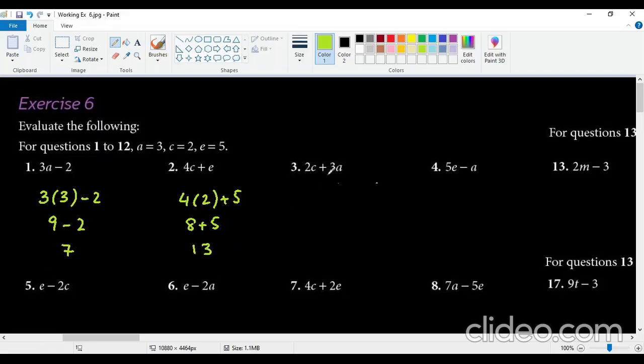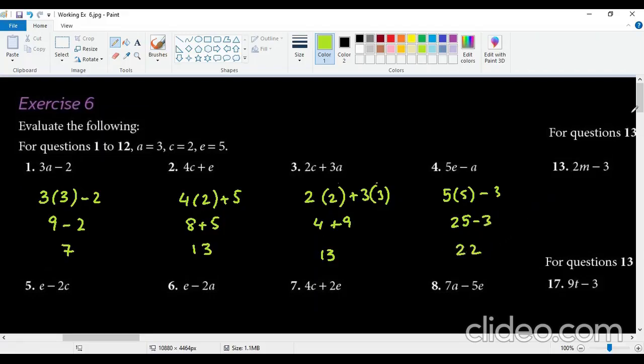When it comes to 2 times c, where c is 2, and plus 3 times a, where a is 3, that means 4 plus 9 is going to give us 13 as well. Now 5 times e, where e is 5, minus a, where a is 3, that means 5 times 5 is 25, minus 3 is going to give us 22.